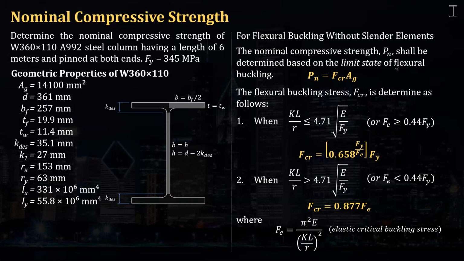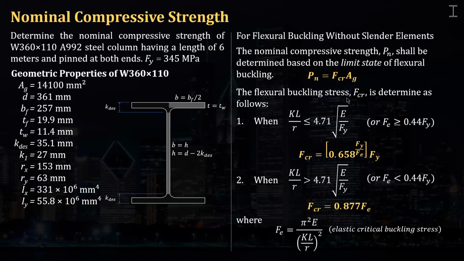So for flexural buckling without slender elements, the nominal compressive strength Pn shall be determined based on the limit state of flexural buckling. So Pn is equal to Fcr times Ag. Fcr is the flexural buckling stress, and Ag, of course, is the gross area of the W shape.